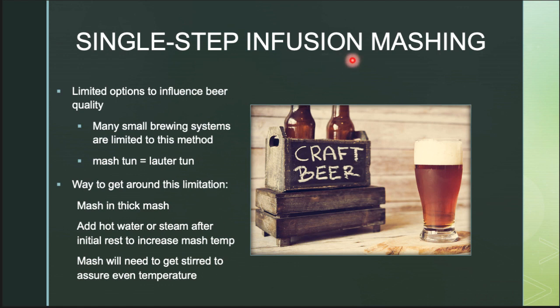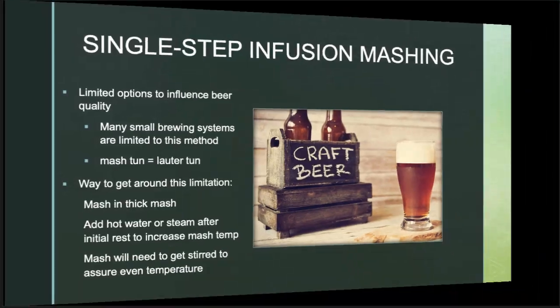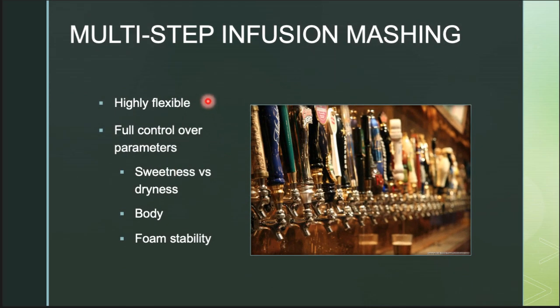Single-step infusion mashing is used primarily by craft breweries or small-scale breweries where there is no separate mash tun and lauter tun. In the multi-step infusion method, the brewer has great flexibility to influence the character of the beer based on the different temperature-time regimes that are chosen. A major quality parameter that can be influenced is the activation of proteolytic and amylolytic enzymes.